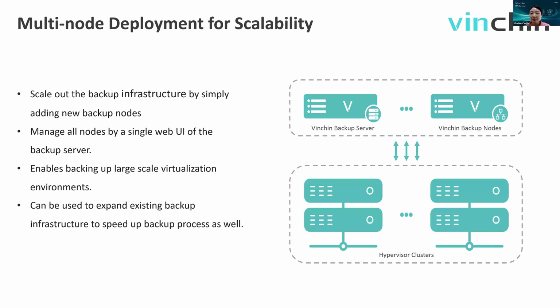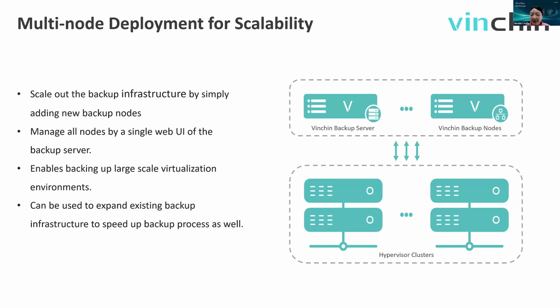So with Vinchin's backup and recovery solution, you don't need to worry about the environment size for the virtualizations. We support the multi-node deployment for scalability. You can scale out the backup infrastructure by adding multiple backup nodes if your environment is very huge, when exceeding 200 virtual machines or 50 TB data size. We support up to PB level data size environment by using our software. You can manage all nodes just by connecting to our backup server.